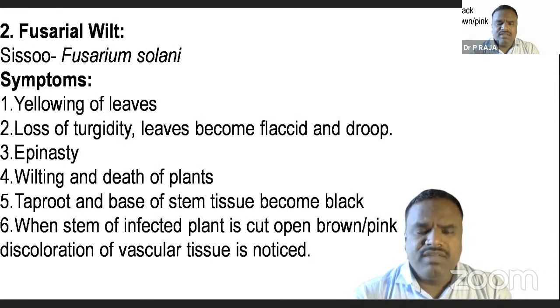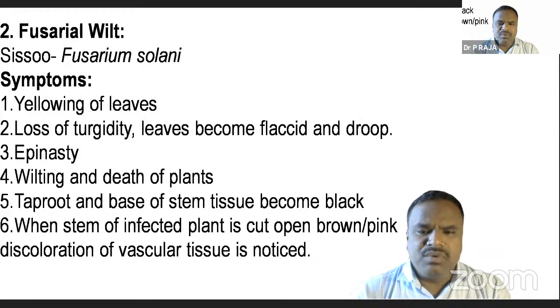The next one is Fusarium wilt, and this is basically in Dalbergia sissoo. This is Fusarium solani and many other Fusarium species which attack these forest trees. Now you see these symptoms: yellowing of leaves, loss of turgidity, the leaves become flaccid and droop, and epinasty symptoms. Finally, the Fusarium multiplies in the xylem and phloem, and thereby it causes blocking of the movement of water, and it causes all these symptoms, right?